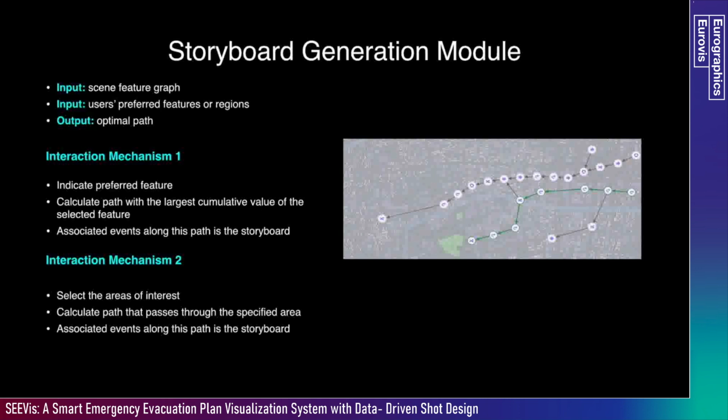First is to indicate the preferred feature, and the system will calculate a path with the largest cumulative value for the feature. Second, users can select areas of interest, and the system will calculate a path that passes through this area. The associated events along the path is then the storyboard.